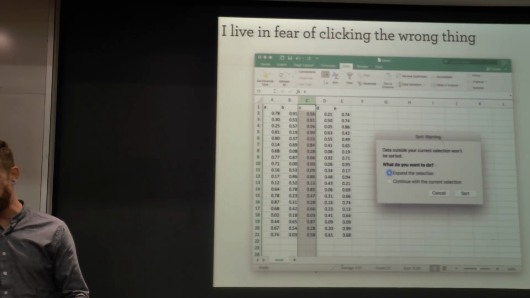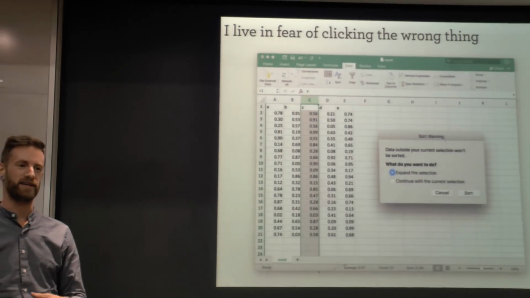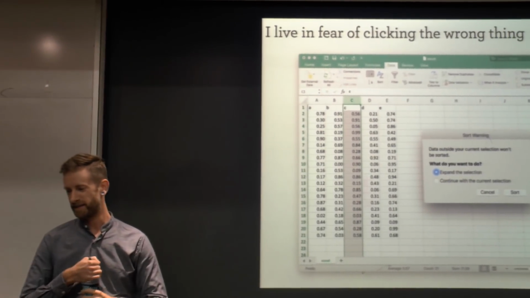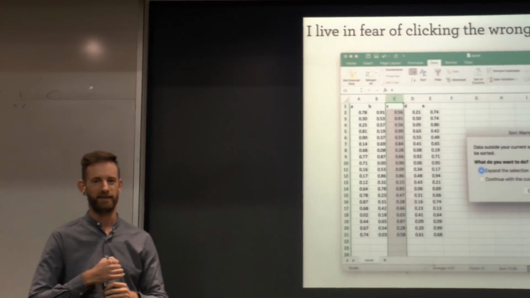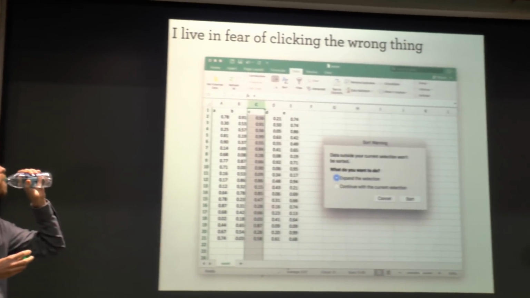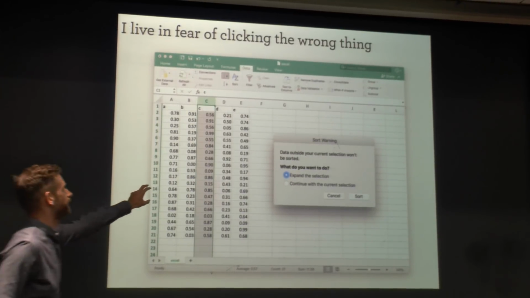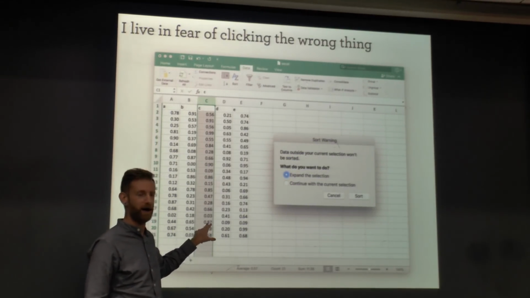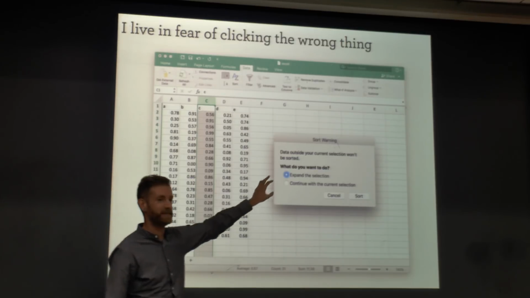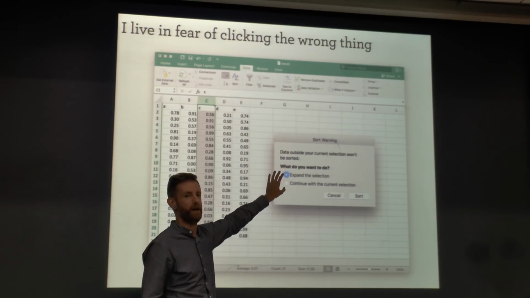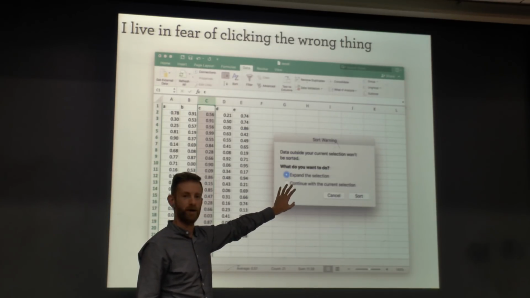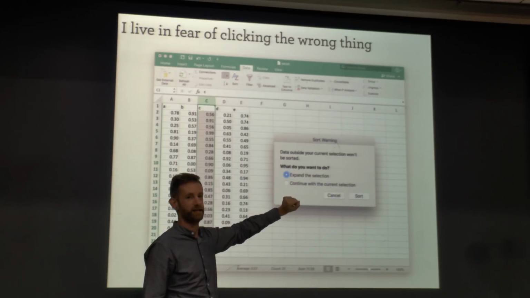And then on the flip side, one of the things that gives me nightmares is this dialogue in Excel. So what's happened, I've selected one column, I want to sort by that column, and Excel gives me this option. Do I want to expand the selection, or do I want to continue with the current selection?